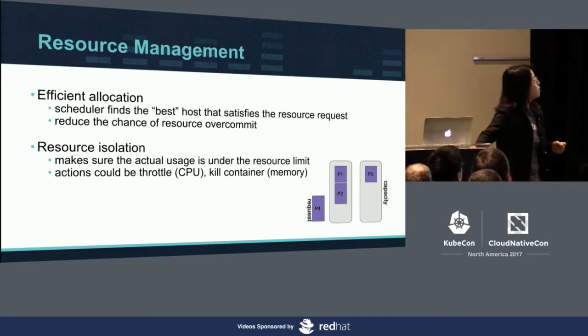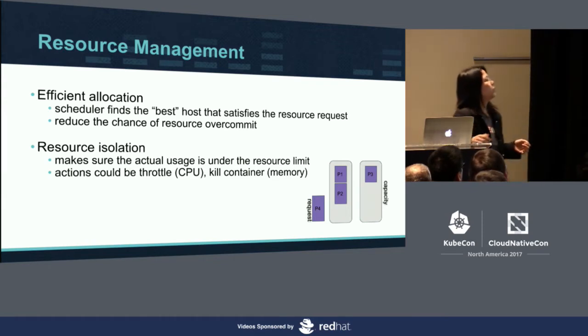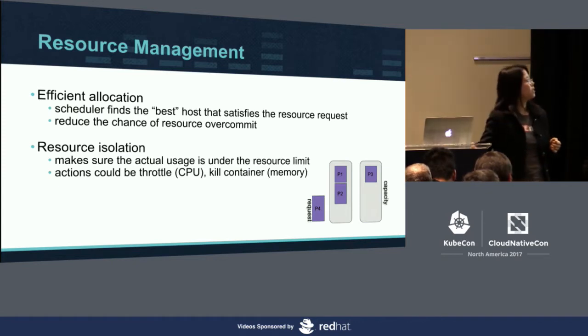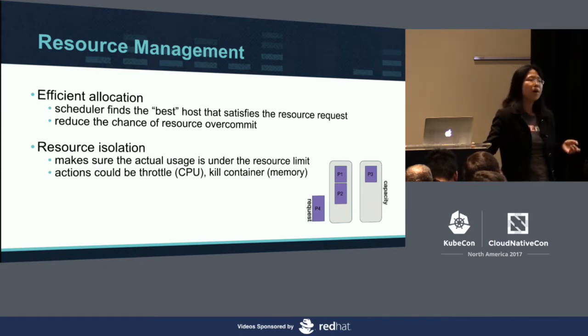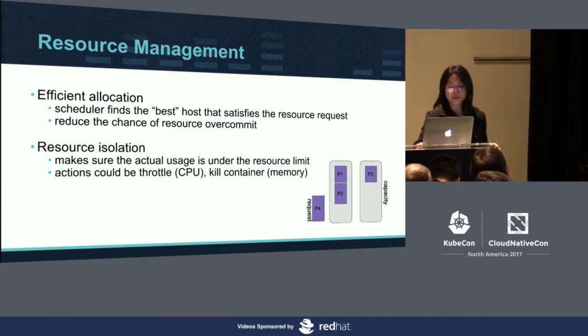And also you can set a resource limit to make sure the actual usage stays under the limit. So the system will keep monitoring the actual usage and take action if it sees any violations. For CPU, it will throttle the CPU, so the CPU usage will never go above the limit. And for memory, it will kill the container, so the memory will be freed up. And in a pod, as we know, when a container is killed, the pod will automatically start a new container to continue the work.